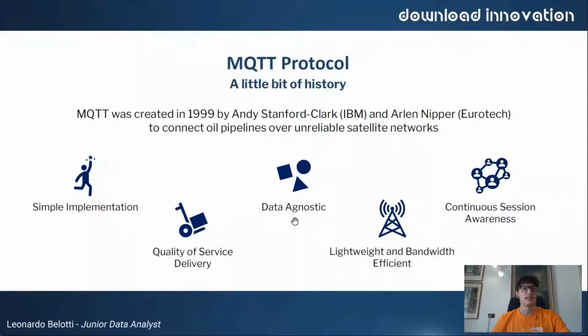MQTT is a data agnostic protocol, which means that you can send over the network whatever you want. You can send a JSON, an XML, a string, or binary data. Everything is encoded in bytes, and then if on the other side there is a receiver that decodes the message properly, you can communicate with the format that you prefer. This functionality is strictly bound to the simple implementation I was referring to before, since these two engineers had to deal with SCADA systems that were very different from one another. Having a data agnostic approach was very helpful.